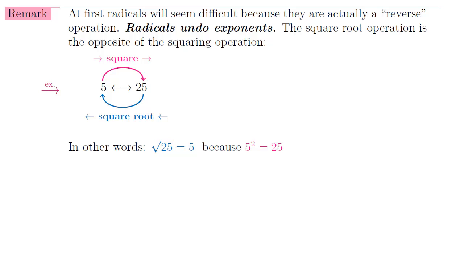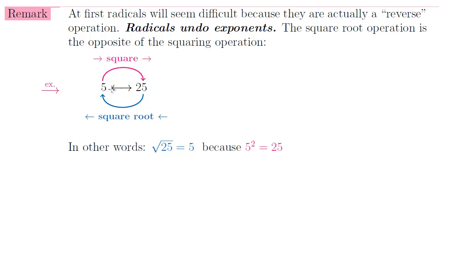I've noticed that students have trouble with radicals at first, and one of the reasons I think this is because radicals are actually a reverse operation. It's the same reason that students have trouble with negative numbers at first, because negative numbers are a reverse operation to addition. So anyway, radicals undo exponents. Radicals are the reverse operation to taking an exponent.